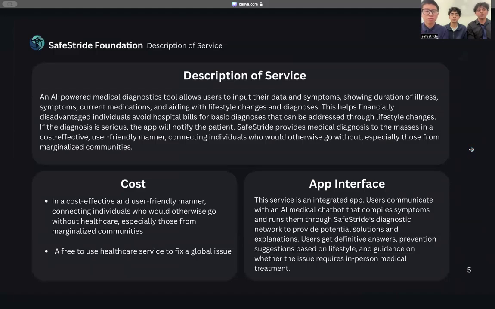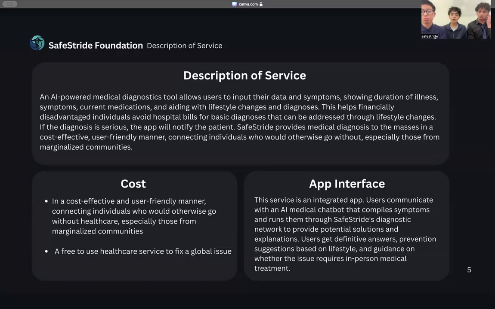SafeStride is an AI-powered medical diagnostic tool that allows users to input their data, symptoms, and duration of their illnesses, as well as the current medication they take, to provide the best diagnosis possible. For the cost of SafeStride, we want to make sure that it's as low resource and low data as possible. We do this so that people in third world countries are able to access it as easily as possible. This helps financially disadvantaged individuals avoid hospitals for basic diagnoses that can be addressed through lifestyle changes.